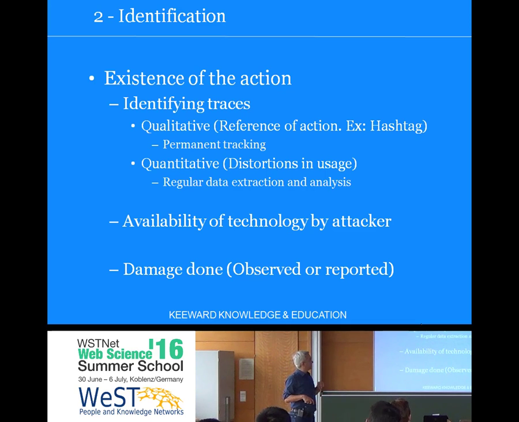And also you can look for indications in the distortions in usage. Let's say when you extract data on a regular basis, sometimes when you look at a hashtag, you see that there's a surge in this hashtag at some point. And this hashtag is usually used to describe an attack that has been taking place. So when you have a flat line, and then suddenly you have a surge, you have to look for why those surges, and what kind of event they relate to.